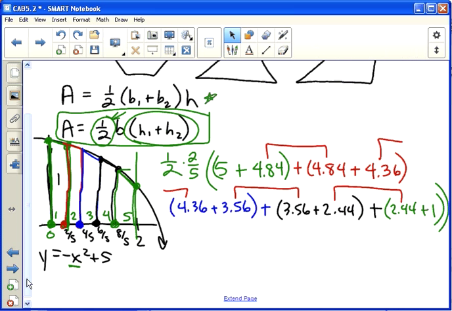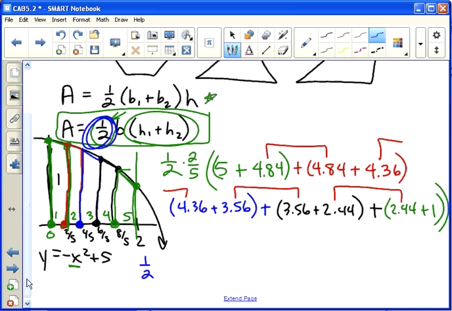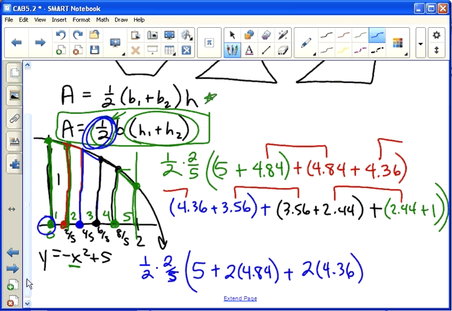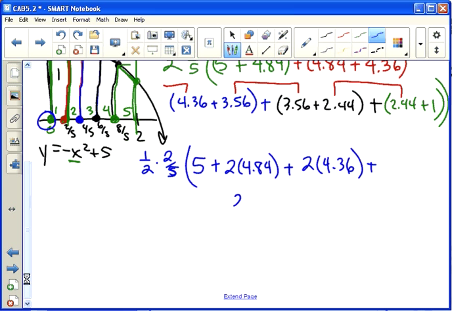So we still have to put our 1/2 out front, because that's part of the equation for a trapezoid. We put the 2/5 out front because that's our base. That's the same for all of them. And then my initial endpoint, my left endpoint, just gets used one time. But 4.84 gets used twice, and 4.36 gets used twice, and 3.56 gets used twice, and 2.44 gets used twice, and then my right endpoint, 2, just gets used once, so that had a height of 1.